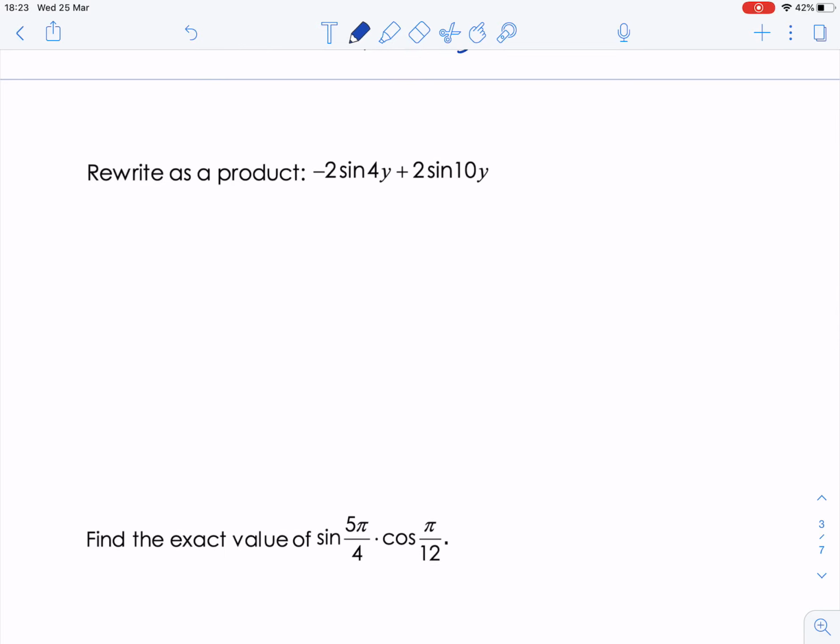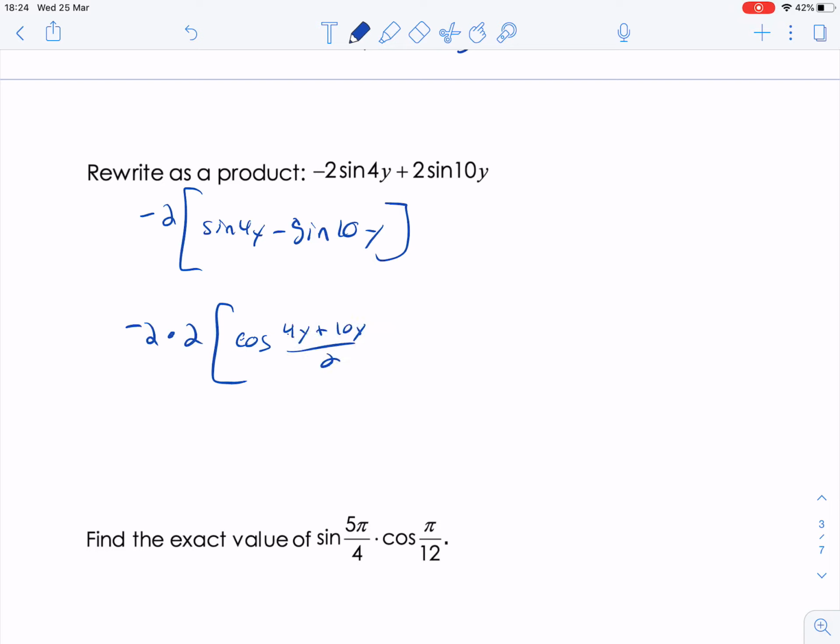Okay, rewrite as a product. All right. So first thing I'll do is get that 2 out of there so we can actually do the rule. So we get sine of 4y minus sine of 10y. All right, so we're going from sum to product. So we get negative 2 times this whole thing, which is going to be cosine of them added together divided by 2 times sine subtracting them divided by 2.